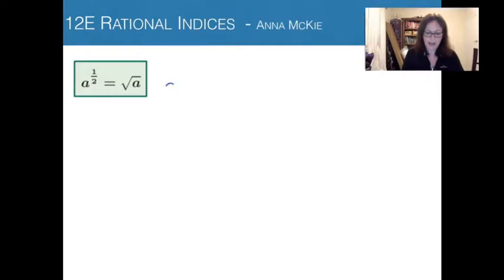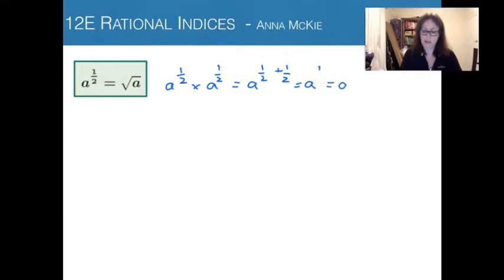Just unpacking that a little bit, if we look at it in terms of a to the power of a half multiplied by a to the power of a half, the laws that you know are that if it's the same base, you add the powers. So we could rewrite it like this. And that's equivalent to a to the power of 1, or just a. So same with the square roots. It's the square root of a multiplied by the square root of a gives us just a.